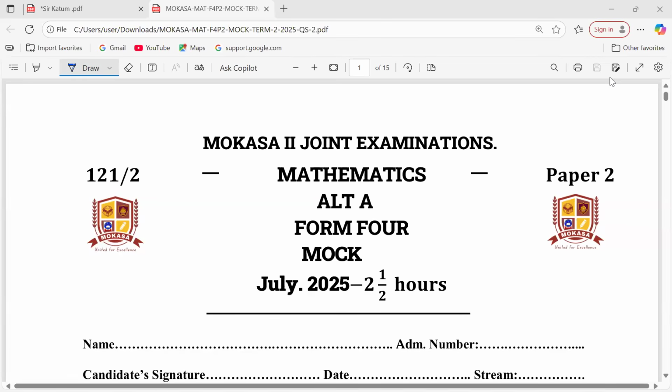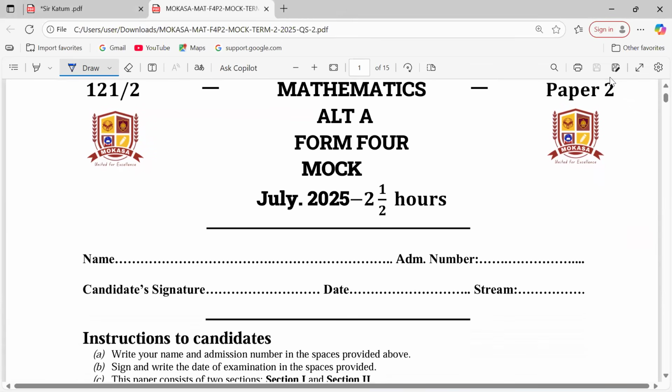Thank you so much for joining this lesson. We shall be discussing the Mokasa 2 Joint Examination 2025 July. This one, we're going to focus on section 1 first.